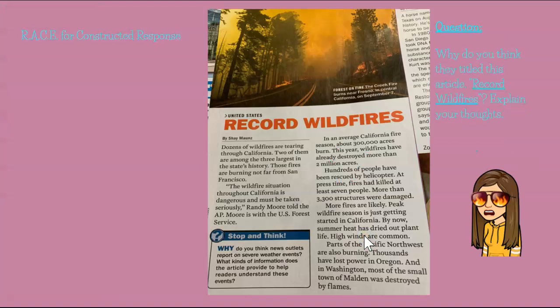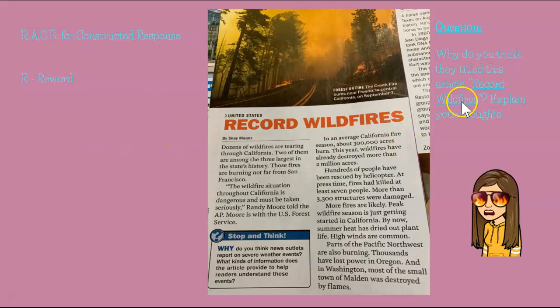All right, so we're going to start with the R, reword. Remember, reword is I'm going to reword the question. Okay, so I'm going to say, why do you think they titled this article Record Wildfires? Explain your thoughts. I keep wanting to say wildfires. Sorry about that. So, reword.